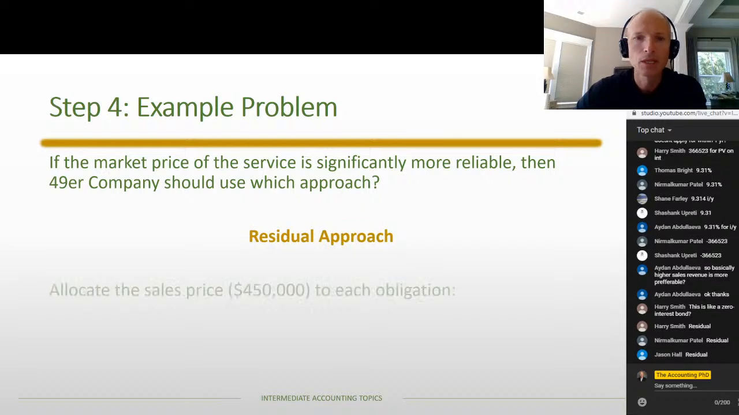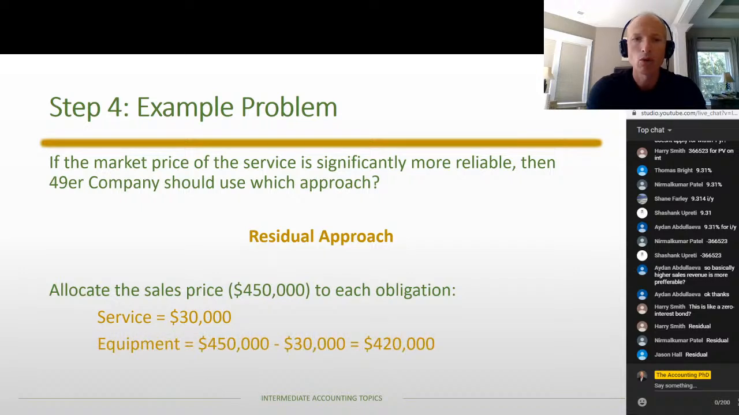Good. All right, so we allocate the sales price of $450,000 to each obligation. The service would be $30,000, and the equipment would be $420,000. Again, because the idea here is the service is more reliable, so I assign the fair value or the market value of the service to service, and any remaining amount, the residual, to the equipment. And so we'd record it this way.